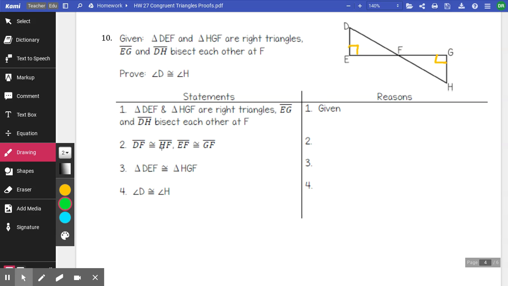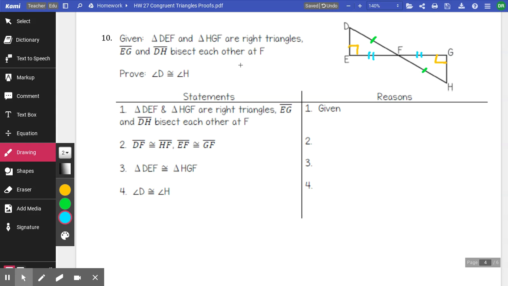We know that segment DF is congruent to segment HF. So DF here, congruent to HF here. All right. And that segment EF is congruent to segment GF. So here's EF and here's GF. The reason is not given.